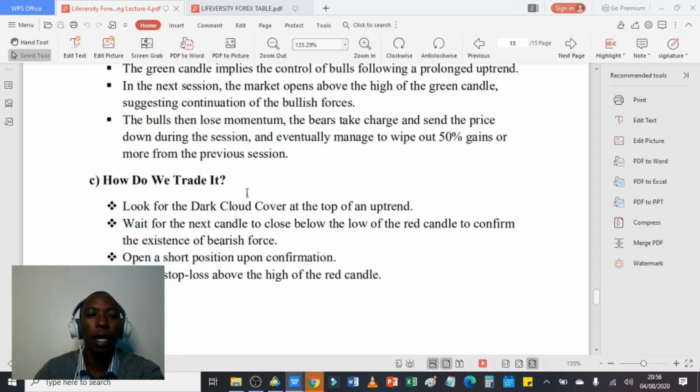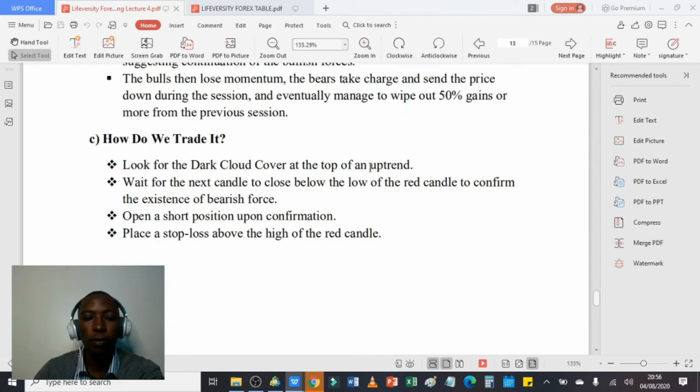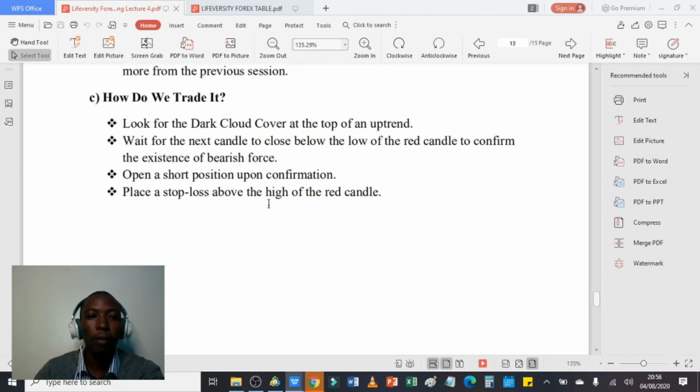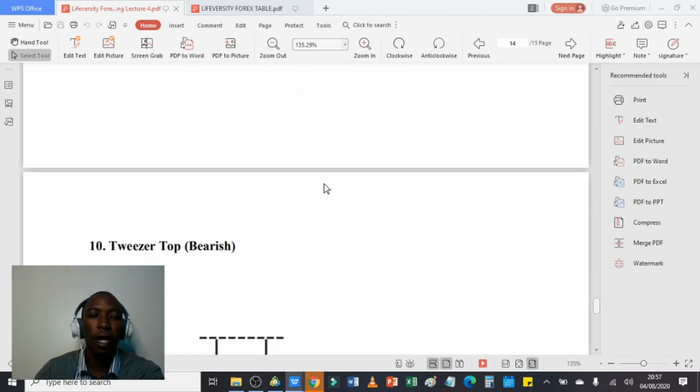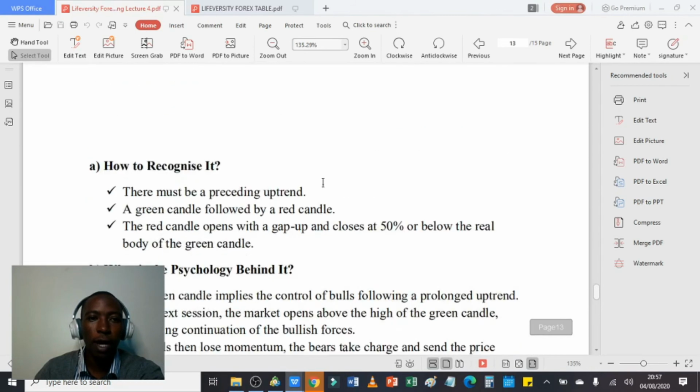How do we trade it? Look for the dark cloud cover at the top of an uptrend. Very important: wait for the next candle to close below the low of the red candle to confirm the existence of a bearish force, and then open a short position upon confirmation and place your stop loss above the high of the red candle.